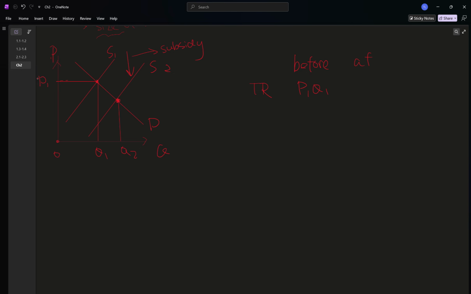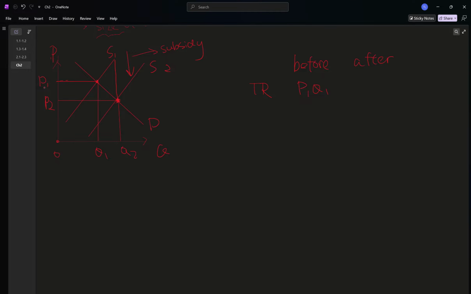Please think about which one makes sense. What should be the total revenue after the subsidy? Where does it make sense? Does it make sense that it moves to P2 Q2? It doesn't make sense. How come the price actually fell?